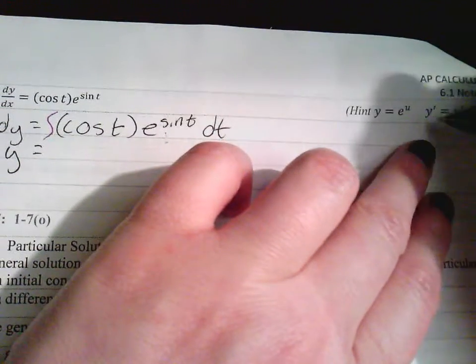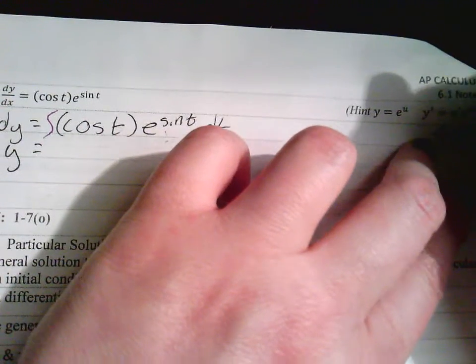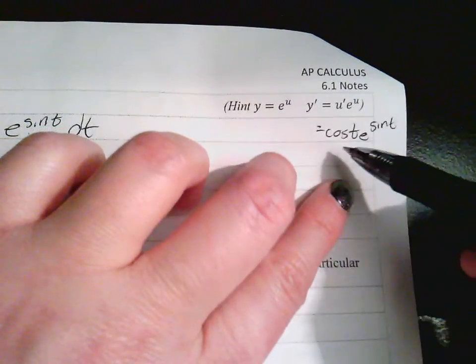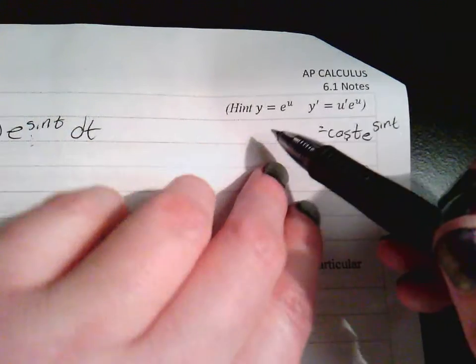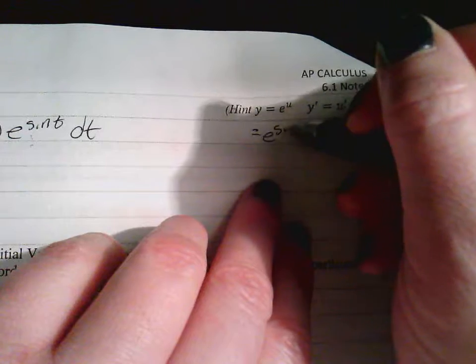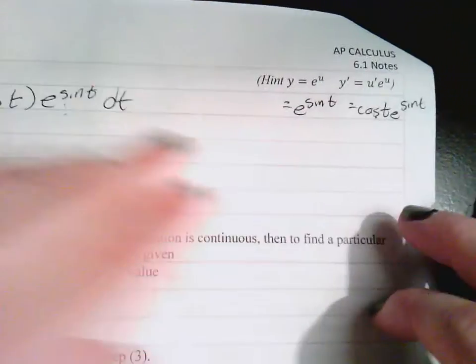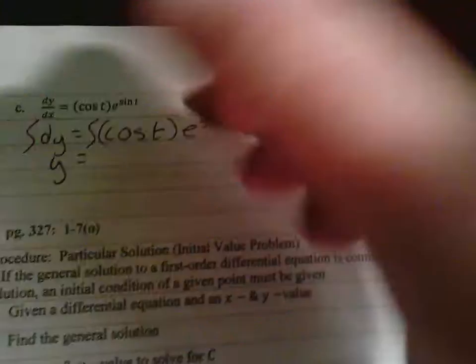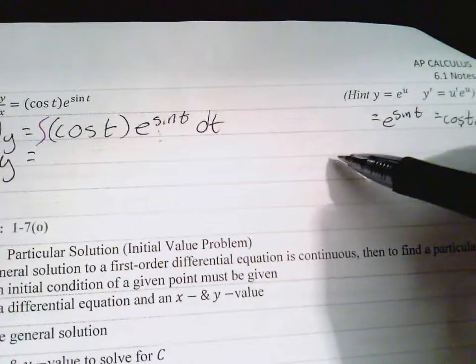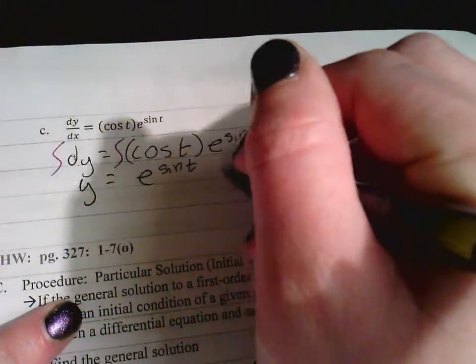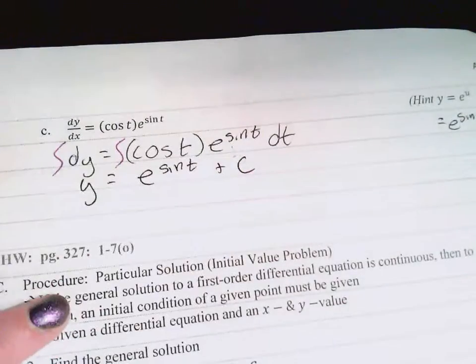So you could do it two ways. This could be cosine of t e to the sine t right there. To go backwards, that cosine goes away and you're just left with e to the u, which is e to the sine of t. So the antiderivative of that is going to be y equals e to the sine t plus c. And you're done.